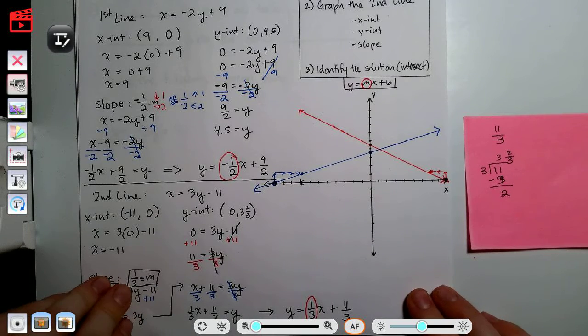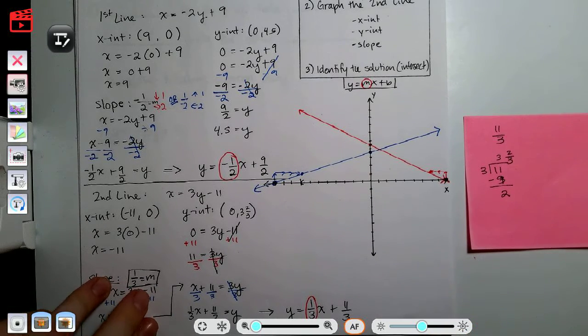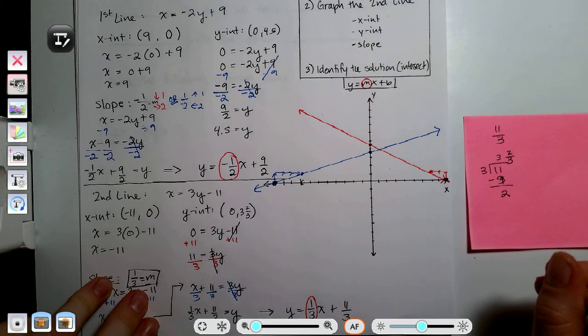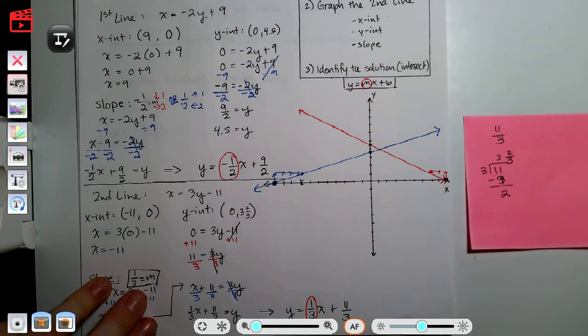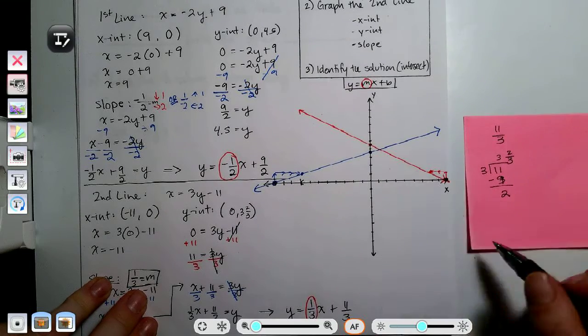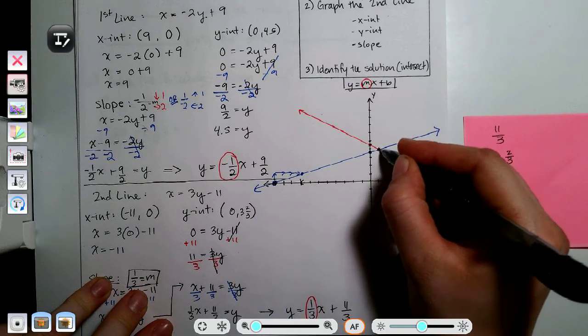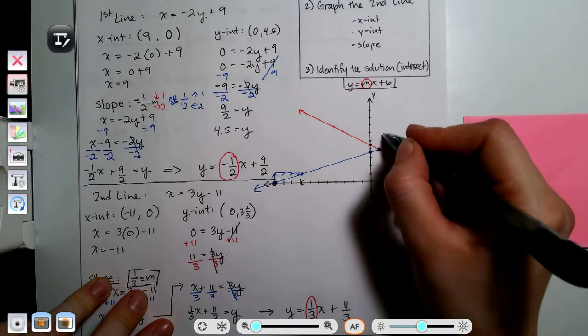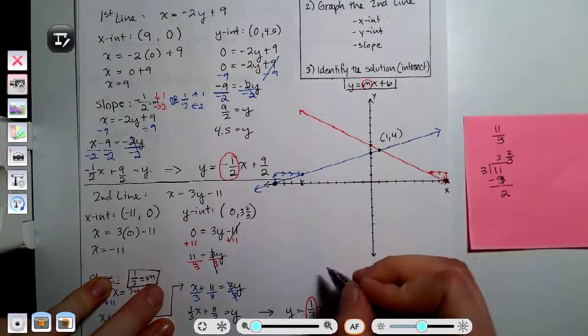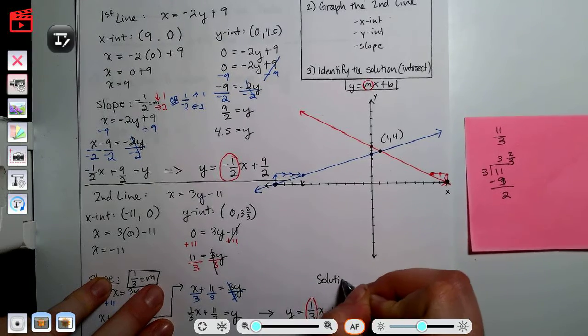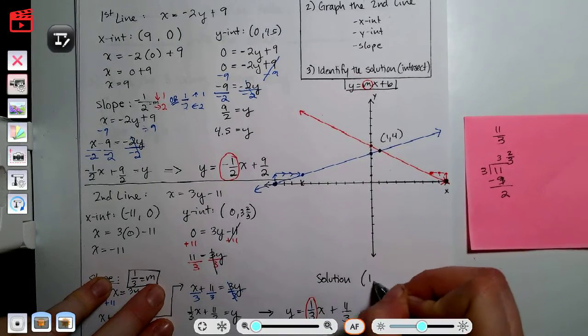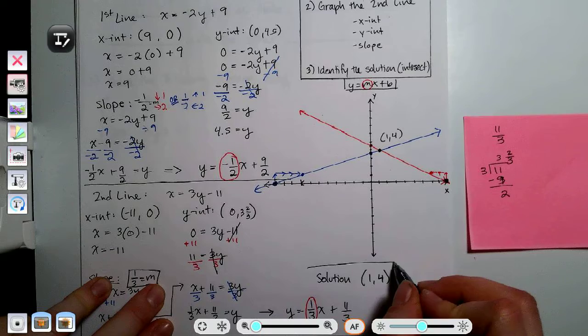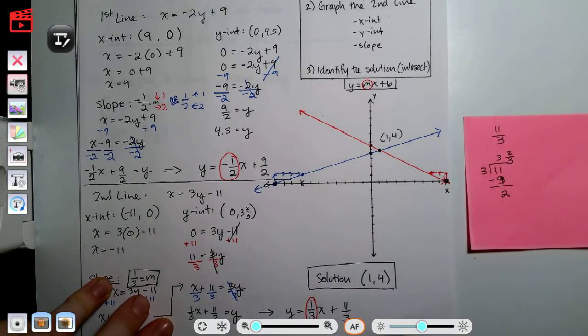All right, so remember, what were we doing? We were trying to solve a linear system. So the solution to a linear system is what? It's where the two lines intersect. So where do these two lines intersect? It's at that point right here, which looks like 1, 4. So my solution is the point 1, 4. And there we go. You've solved a linear system graphically.